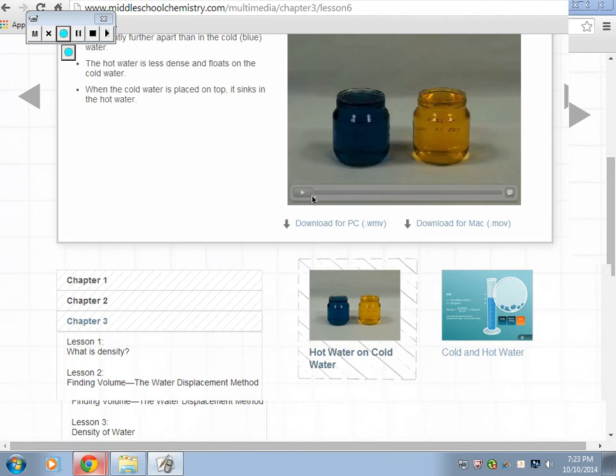Will it do it? It's not going to do it. Why not? Let's try it this way. It's not going to cooperate. Now am I stuck?